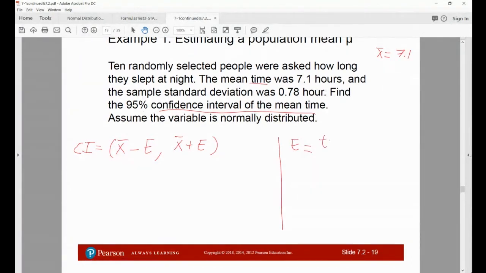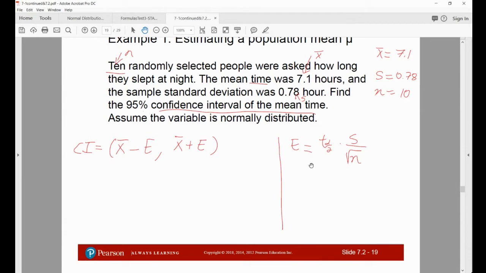which is the critical value t times the standard deviation s divided by the square root of n. The standard deviation, what's the value of s? 0.78. What's the sample size? The value of n. How many people are in the sample? 10. This is n. This is the sample mean, and this is the sample standard deviation.